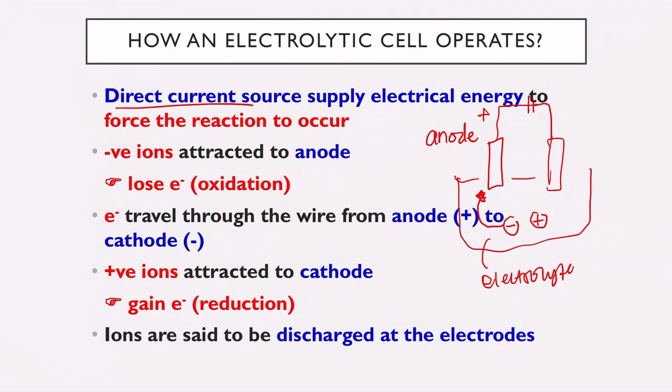Then here is your cathode. Cathode is your negative terminal. So your cation will be attracted to the cathode. Your electron will travel through the wire from anode here to your cathode. So whatever is at the cathode is actually the one that will be electroplated. What you want to electroplate your cathode with will be at anode. Okay, so your ions are discharged at the electrodes.